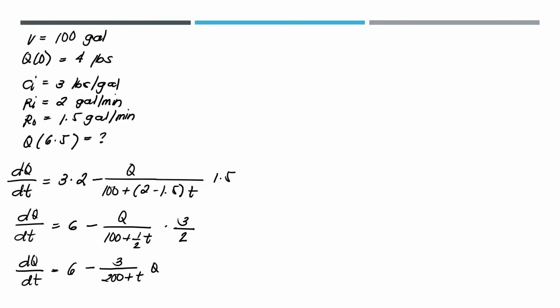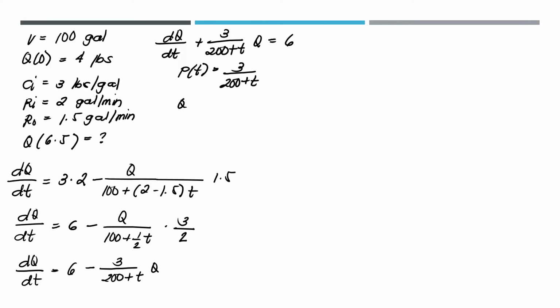So we have dq over dt, okay, plus 3 over 200 plus t, Q is equal to 6. So yan yung ating linear differential equation, no? Linear first order differential equation. So we have p of t. This is 3 over 200 plus t. Of course, our q is 6.